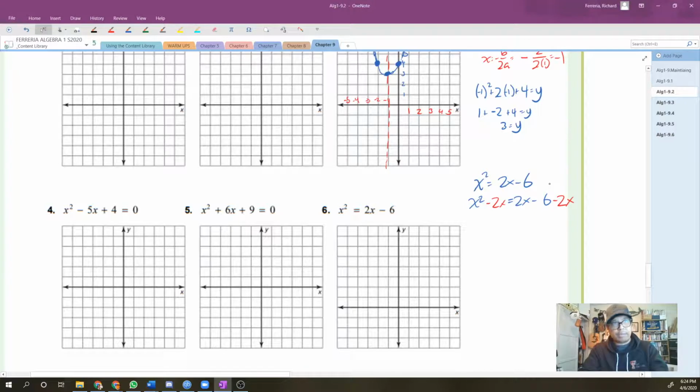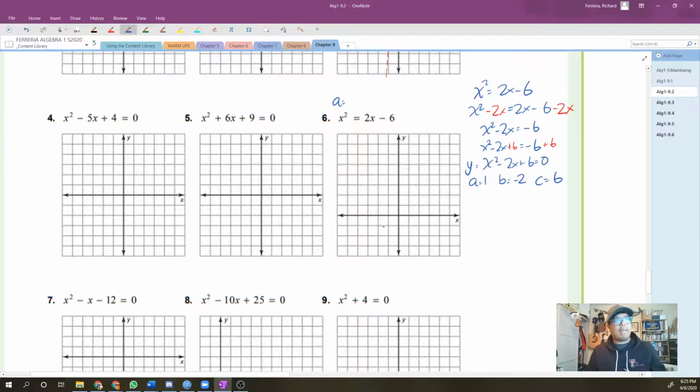Subtract 2x from both sides and then simplify. Now we're going to add 6 to both sides. There we go, add 6. And finally, that is my equation that's equal to 0. Good. And we're going to call that y. The y coordinate is going to be the same. A, B, and C. Here we go, A, B, and C.